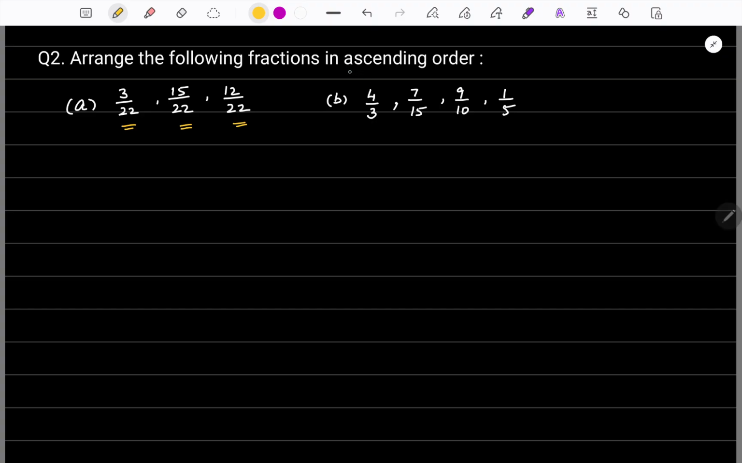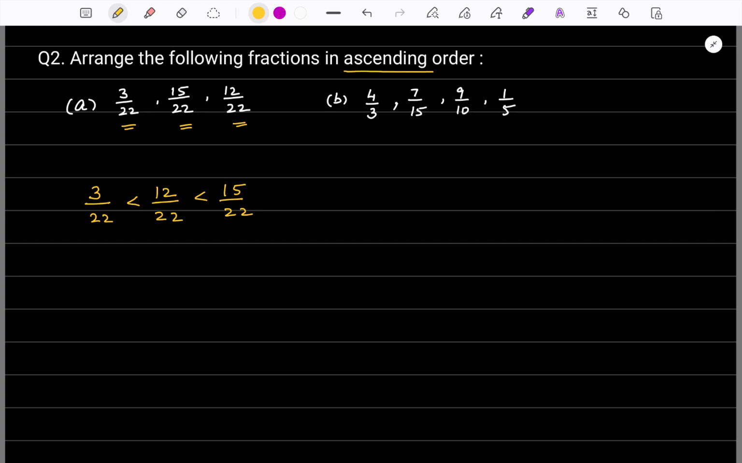And since the question says that we have to arrange them in ascending order, we would write the smallest one first. So 3 is less than 12. So we write 3 by 22 is less than 12 by 22. And 12 is less than 15. So we write 12 by 22 is less than 15 by 22. So this is now arranged in the ascending order. So quite simple when we have like fractions to be compared.